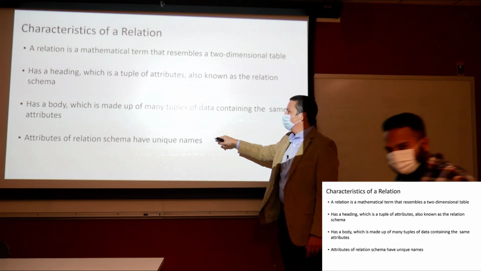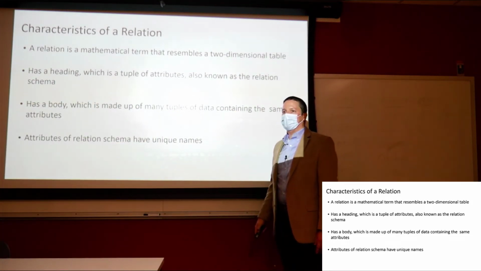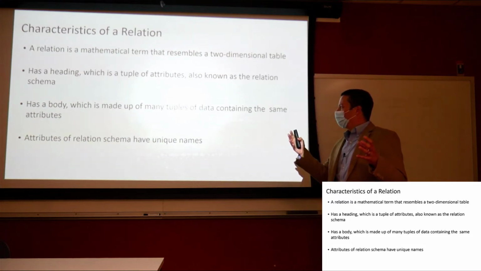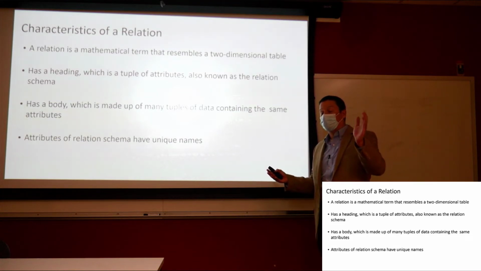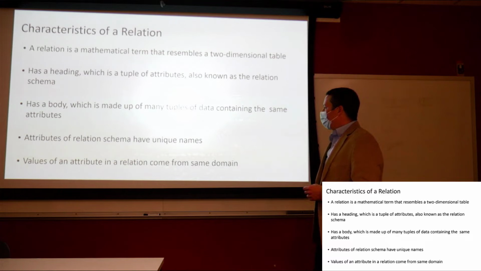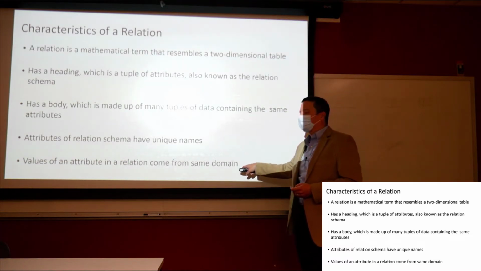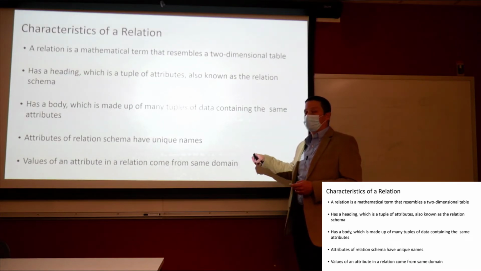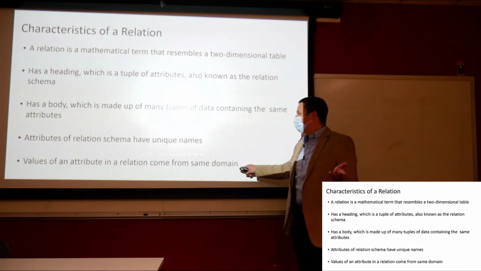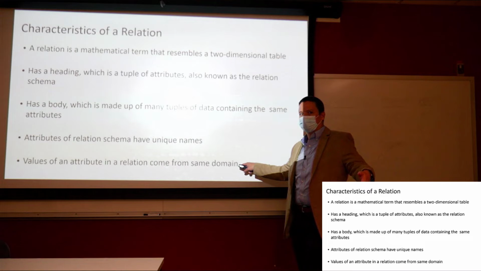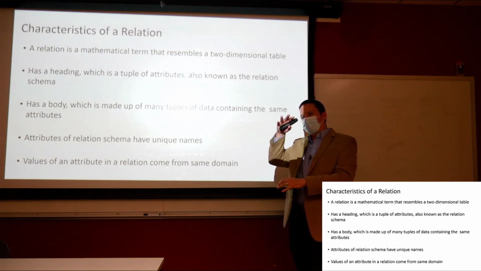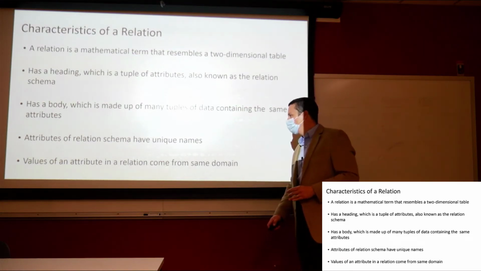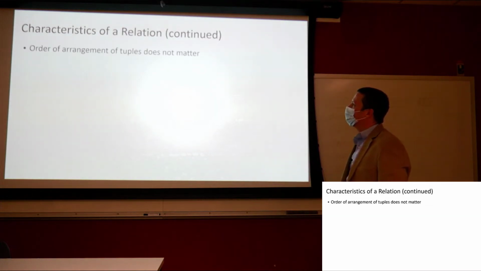It's important to know that attributes of a relation have to have unique names. Within our relation, each attribute name has to be unique. We can't have 5 attributes all called name. And values of an attribute in a relation come from the same domain. So for example, if we have an attribute called name, all of the values for that attribute represent people's names. You're not putting someone's name and then someone's phone number and someone's gender and someone's height all in this one attribute we call name. So values of an attribute in the relation all come from the same domain.